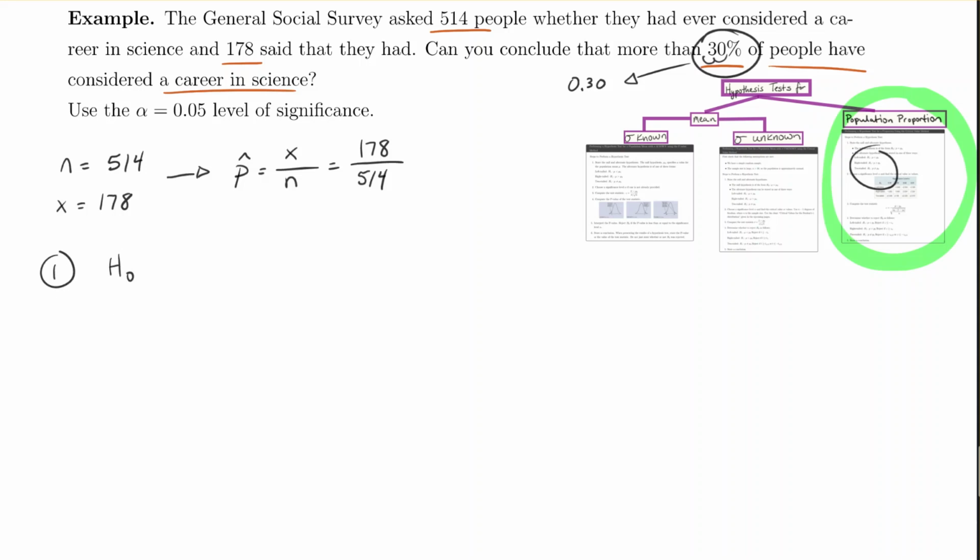So the first step is to do your hypothesis test. We need to know what is H0 for the problem, what is H1. And I'd encourage you to pause the video right now and write down what you think H0 and H1 are. When you're done, unpause to check your work.